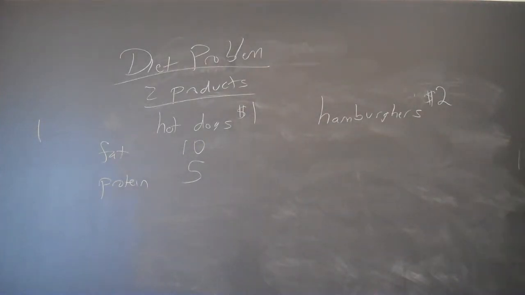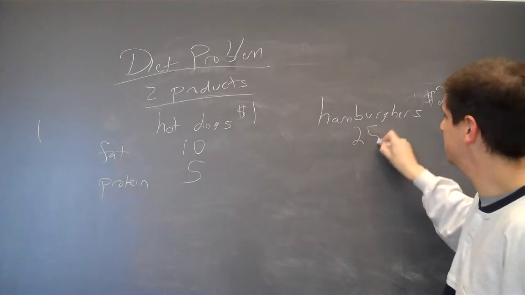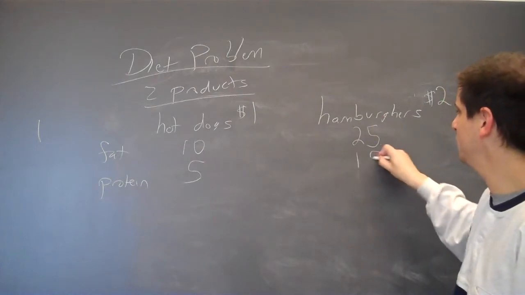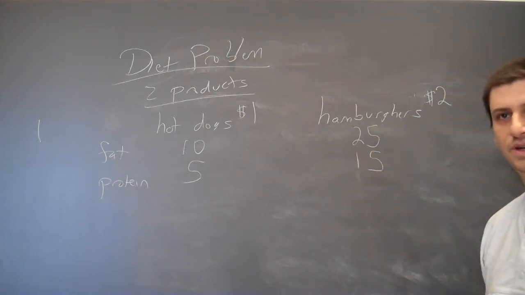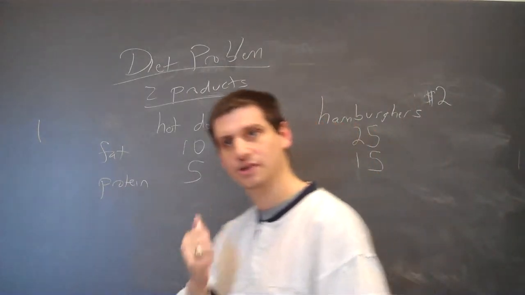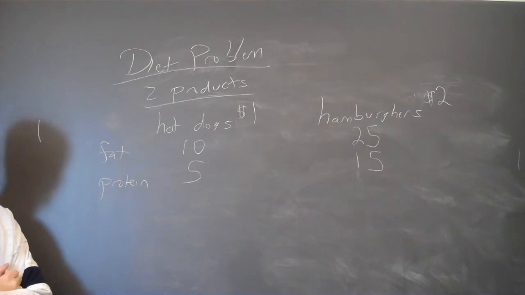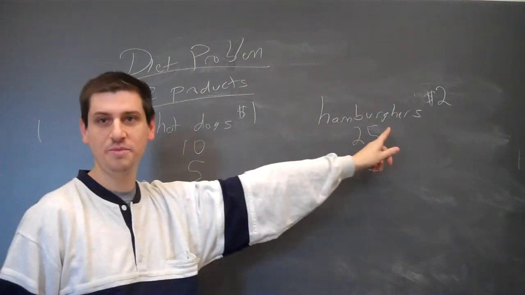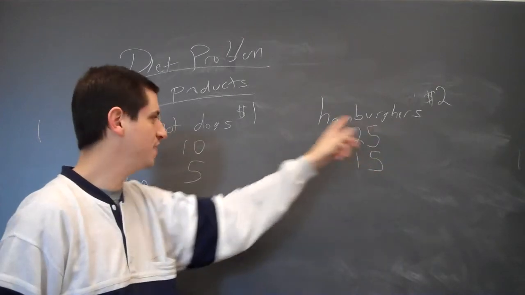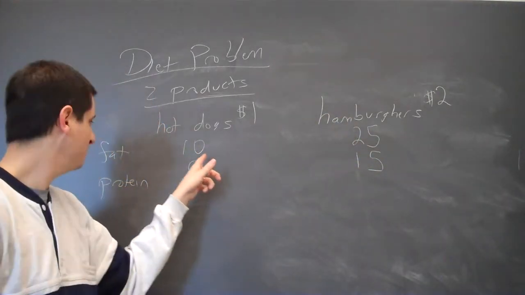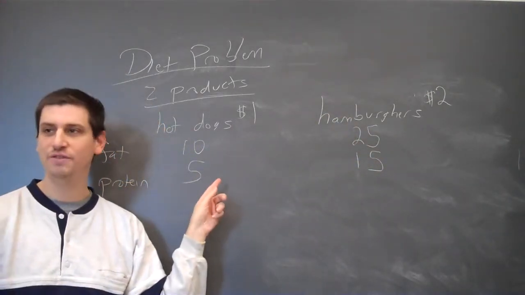But how much fat does a hamburger give you? 25. Okay. And let's say it gives you 15 units of protein. I want to minimize my diet. What's my diet? All hamburgers. As soon as you tell me this, 1 unit of hamburger, $1 worth of hamburger, would give me 12.5 units of fat and 7.5 units of protein.